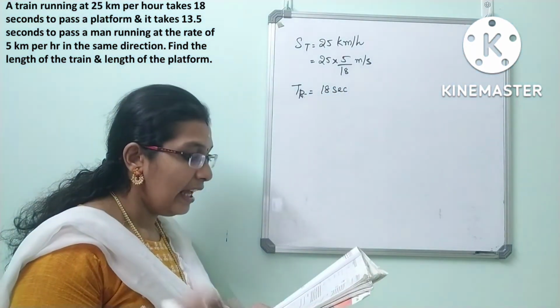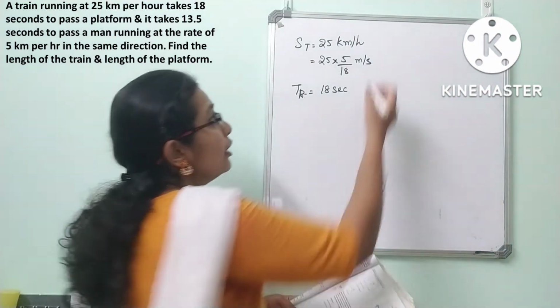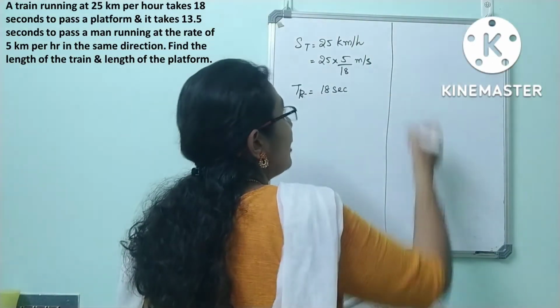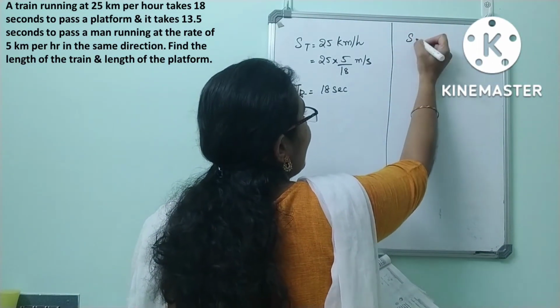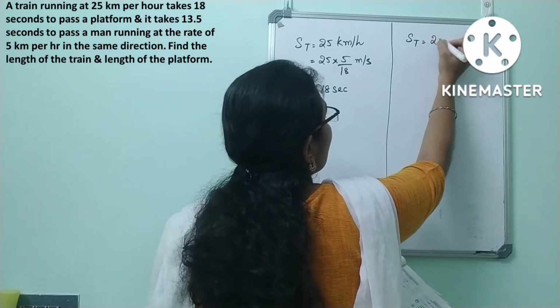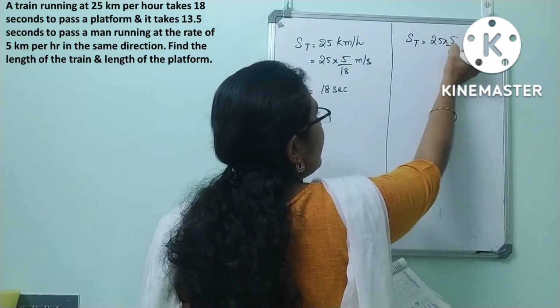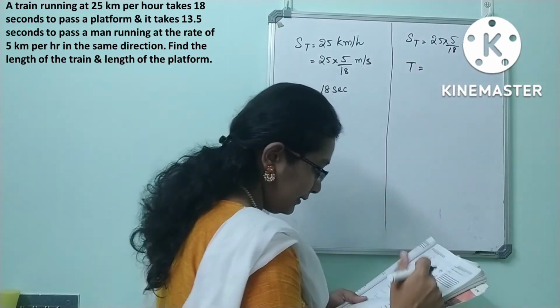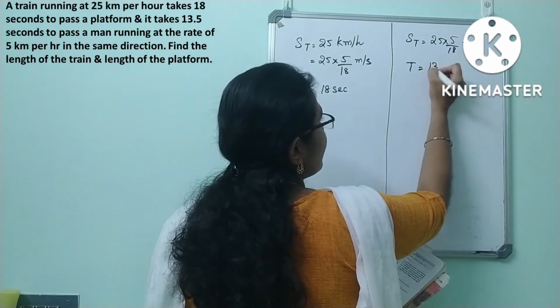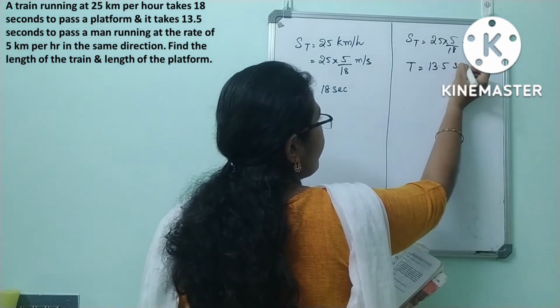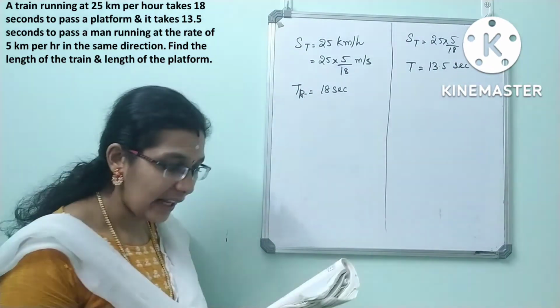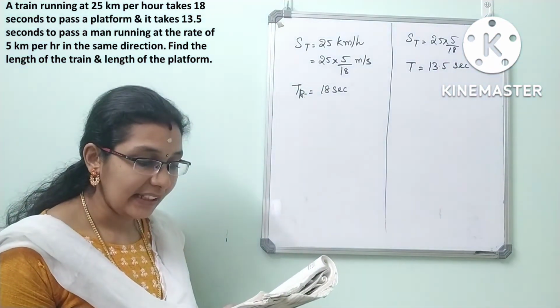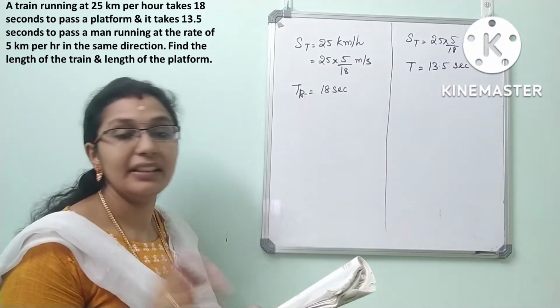And it takes 13.5 seconds. So here in second case they have given it as passing a man. So speed of train remains the same, which is 25 into 5 by 18 meter per second. And time here they have given it as 13.5 seconds. To pass a man who is running at a speed of 5 km per hour in the same direction.